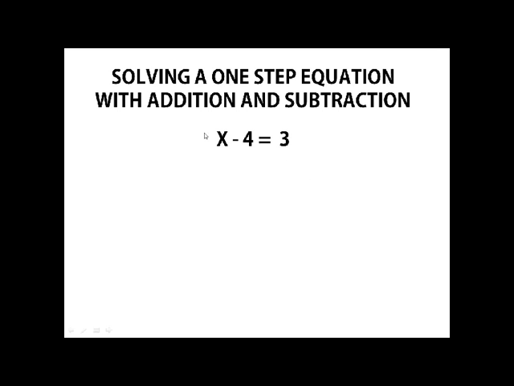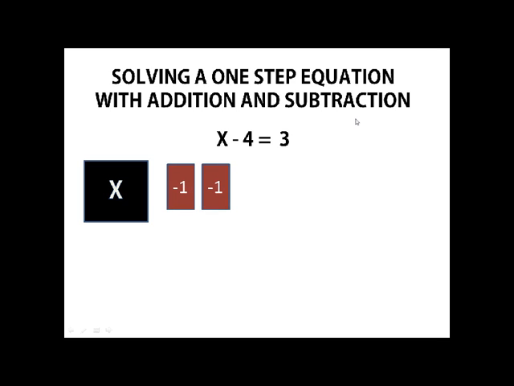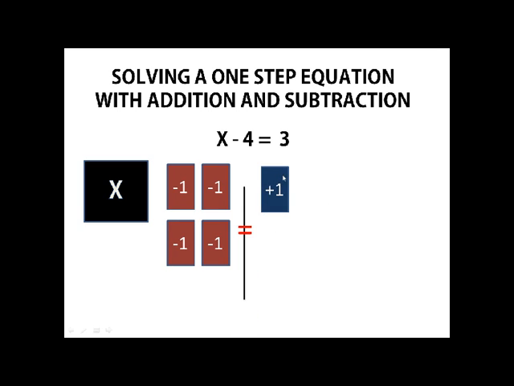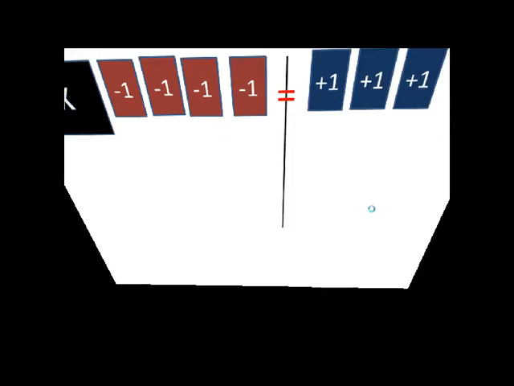Here is our equation. x minus 4 equals 3, correct? So we have our x, and then we have our 4 negative 1s, so that's minus 1, 2, 3, 4. x minus 1, 2, 3, 4 on this side of the equation, correct? On the other side, we have 1, 2, 3, and that is positive 3.